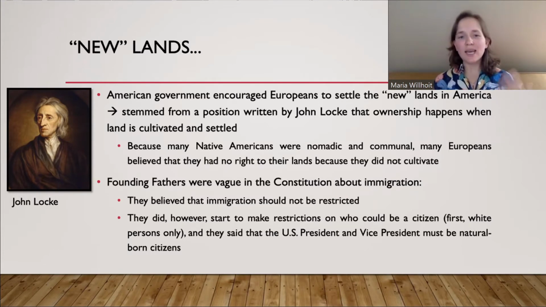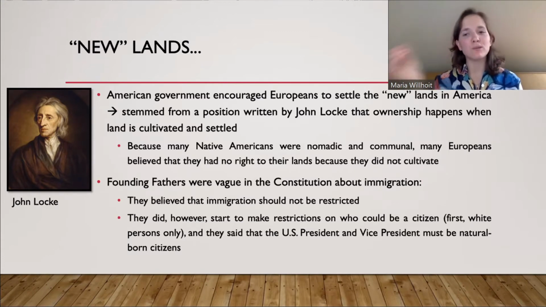So he and many other Europeans didn't consider Native Americans to really own the land in the New World, because they were nomadic, they were communal. They didn't really own land, they shared it with each other, they moved from area to area. And this was very important, because it was one of the very early justifications for being able to migrate and to settle in the New World. It's a little bit unfair, obviously.